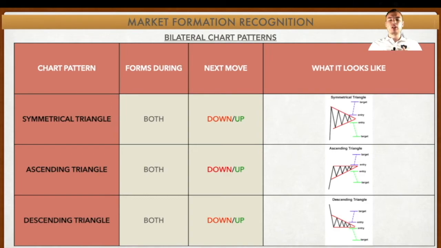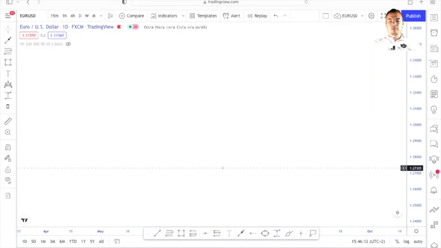So I'm going to just draw out the examples. I'm not going to show chart examples because I did show the rising wedge and falling wedge. But yeah, let me get into it. So for your symmetrical triangle, the first one, symmetrical.